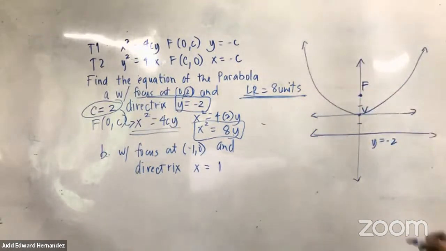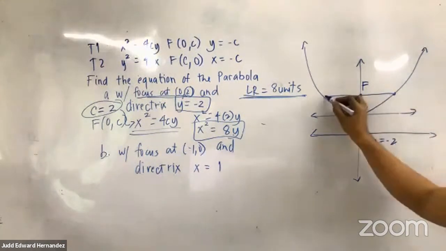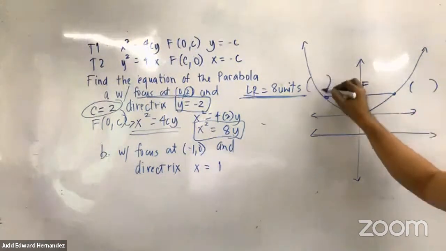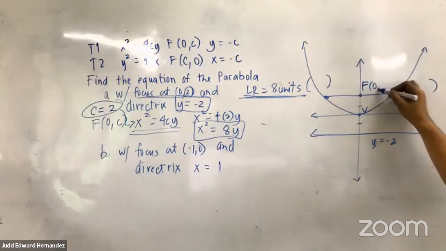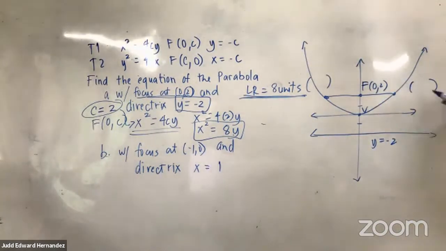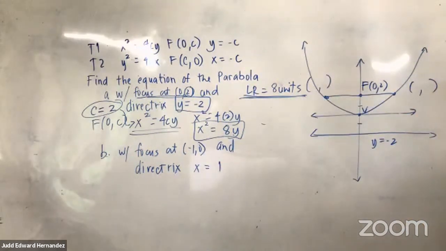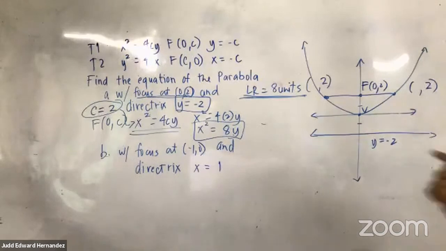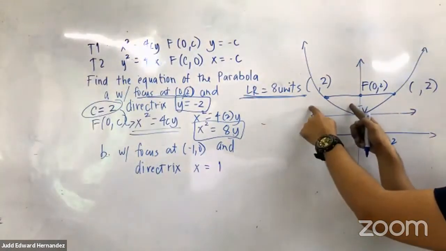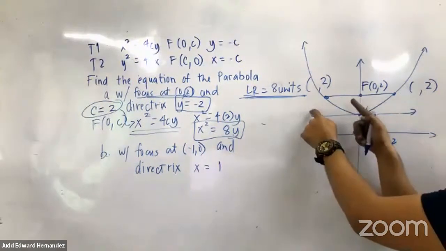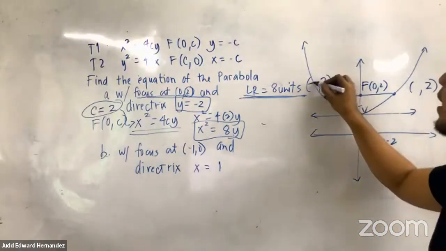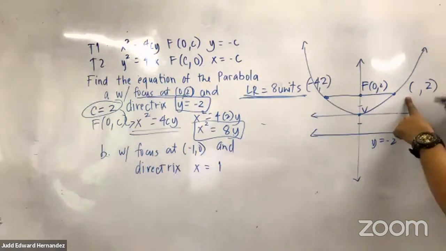But what will be the endpoints of the latus rectum? What are the endpoints of the latus rectum if the focus is located at 0, 2? Since the focus has x equal to 0, which one do we not change, x or y? Y. Therefore, this is 2 and this is 2. And what is the x-coordinate on the left? Negative 4. And this one is Positive 4.